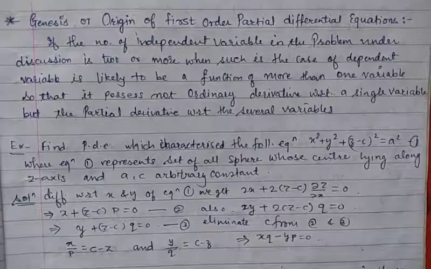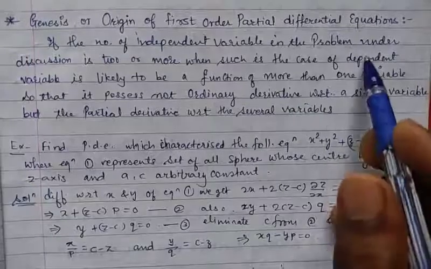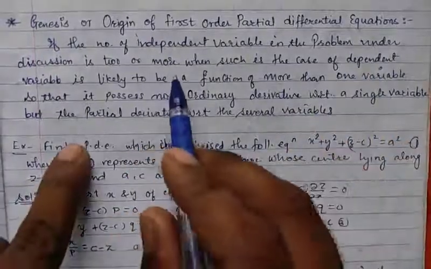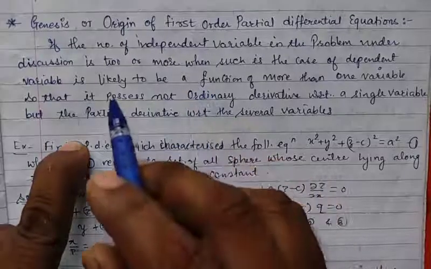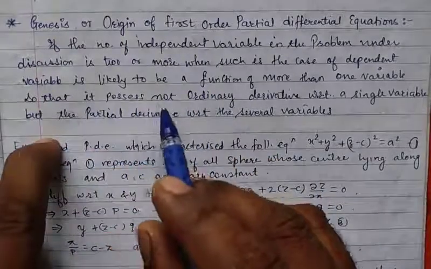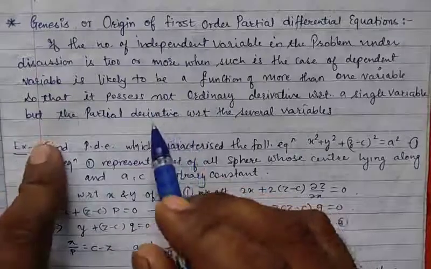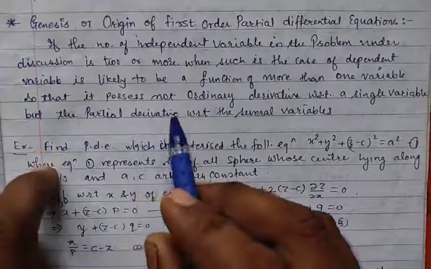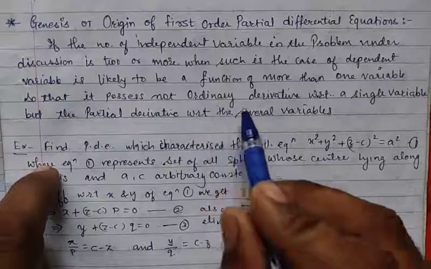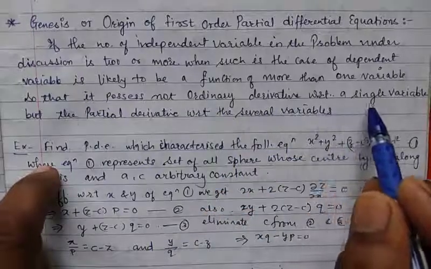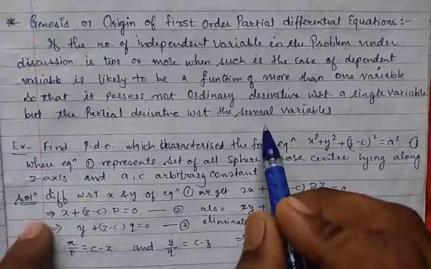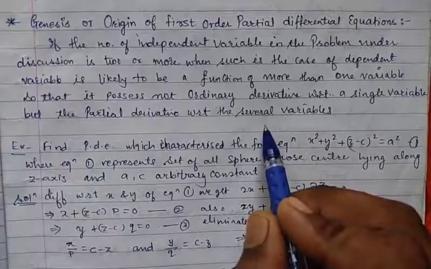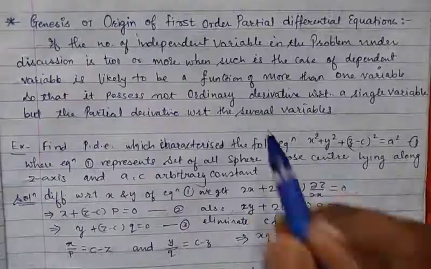Now if the number of independent variables in the problem under discussion is 2 or more, then the dependent variable is likely to be a function of more than one variable, so that it possesses not ordinary derivatives with respect to a single variable, but partial derivatives with respect to the several variables. Okay, now we will see the examples based on this.